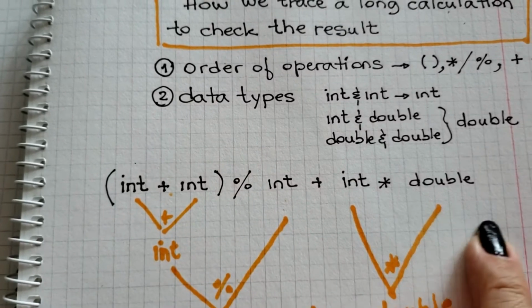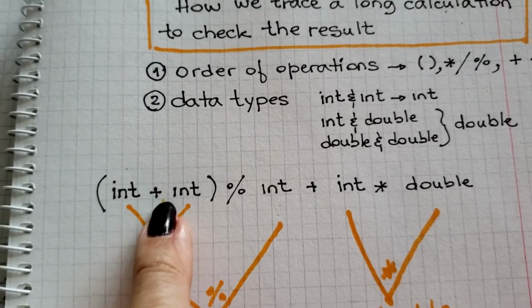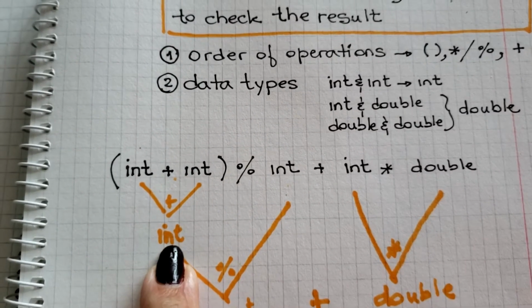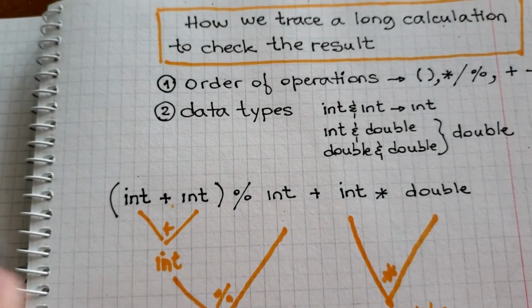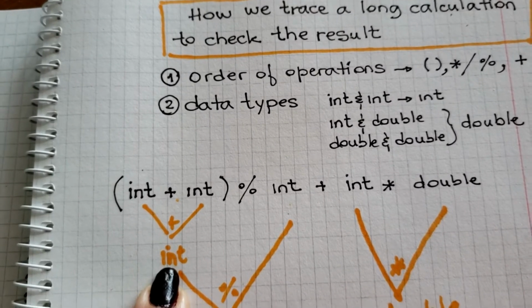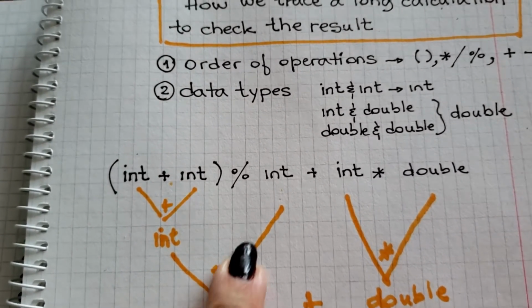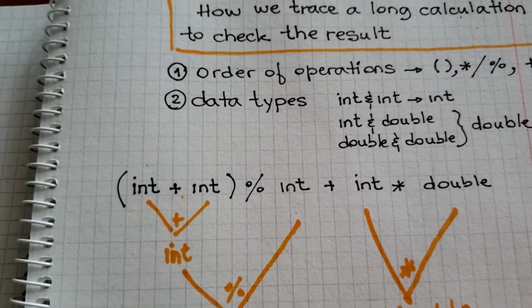So in this long equation, we have something in parentheses. So this addition will happen first. An integer plus an integer is going to give us an integer. And then we don't have any more parentheses, so we go back to the beginning, and this is the first value that we have. And we have an integer modulus an integer. So an integer modulus an integer will give us an integer.